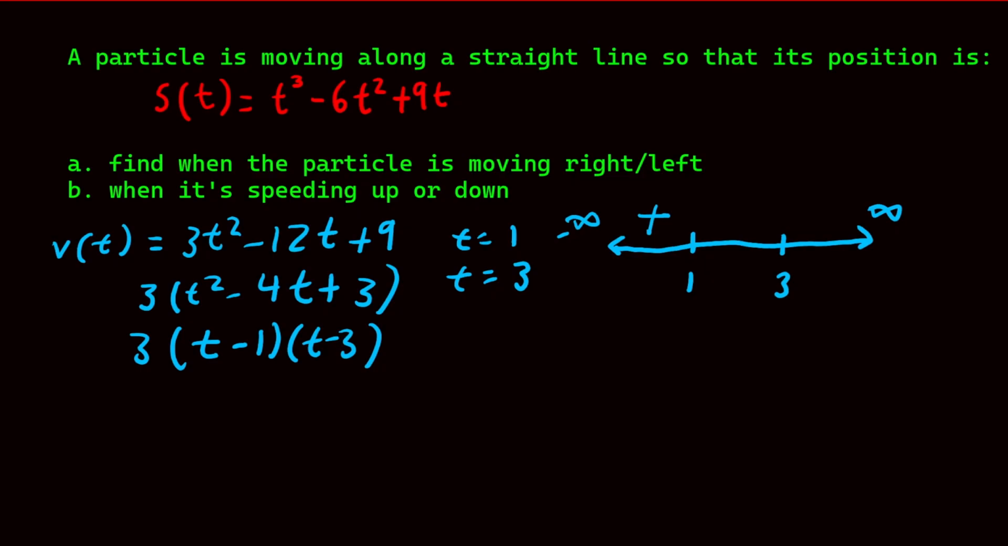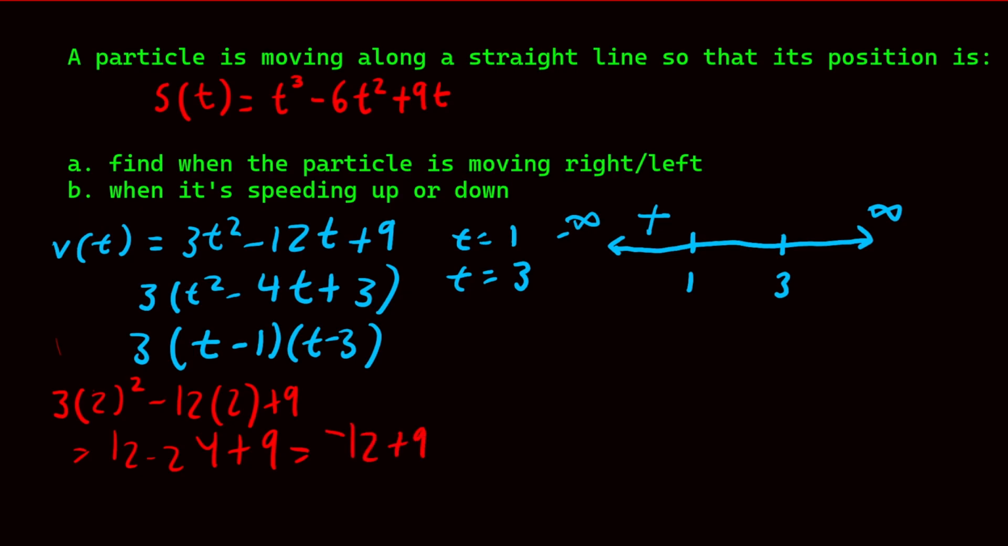So this one I'll have to write out, in red. I'm going to plug in a 2, because that's between 1 and 3. So 2 squared minus 12 times 2 plus 9. And this would be 12 minus 24 plus 9. I already see this is going to be negative. Negative 12 plus 9. So this is going to be negative. Alright, so let me erase this. We're running out of space.